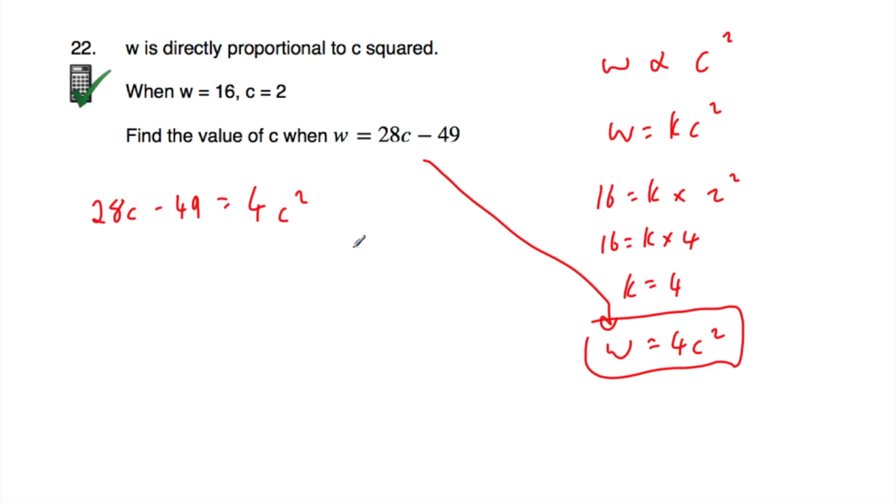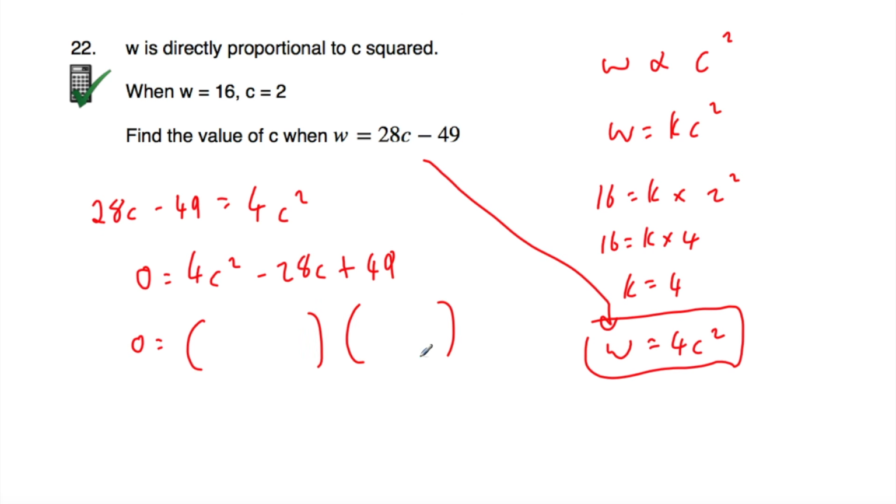So let's bring everything over to one side, and I'm going to bring everything to the right hand side here. So 0 is equal to 4c squared minus 28c plus 49. Okay, now let's factorize this. So 0 equals, bracket, bracket. I'm going to try 2c and 2c and minus 7 and minus 7 and see if that works. 2c times 2c is 4c squared, perfect. 2c times minus 7 would be minus 14c, and another minus 14c would be minus 28c, perfect. And minus 7 times minus 7 is 49, great.